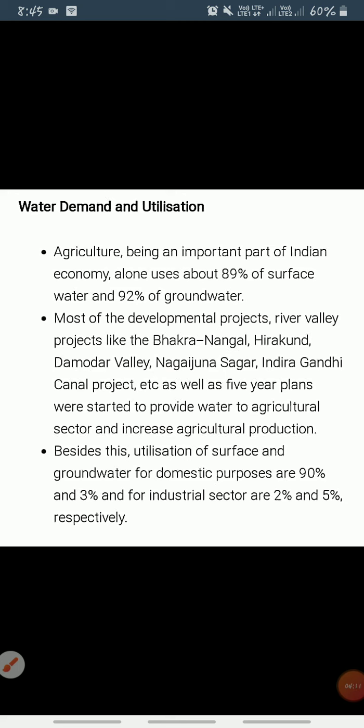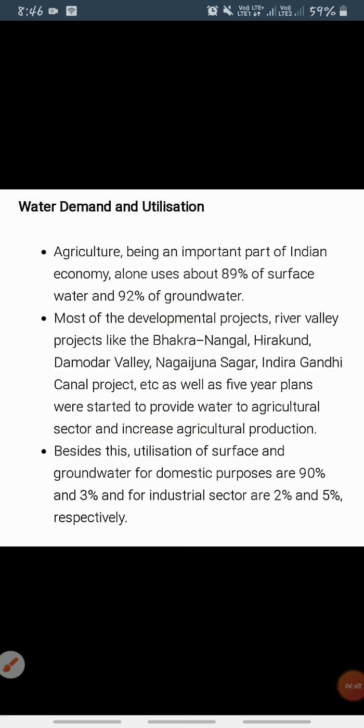India has traditionally been an agrarian economy, and about 2/3 of its population has been dependent on agriculture. Hence, development of irrigation to increase agricultural production has been assigned a very high priority in the 5-year plans, and multi-purpose river valley projects like the Bhakra Nangal, Hirakud, Damodar Valley, Nagarjuna Sagar, Indira Gandhi Canal project, etc. have been taken up. In fact, India's water demand at present is dominated by irrigational needs.